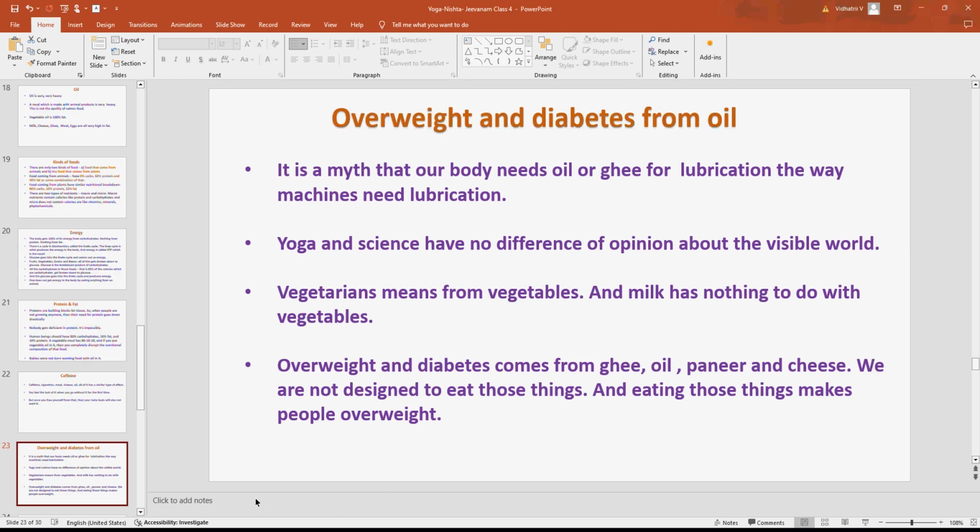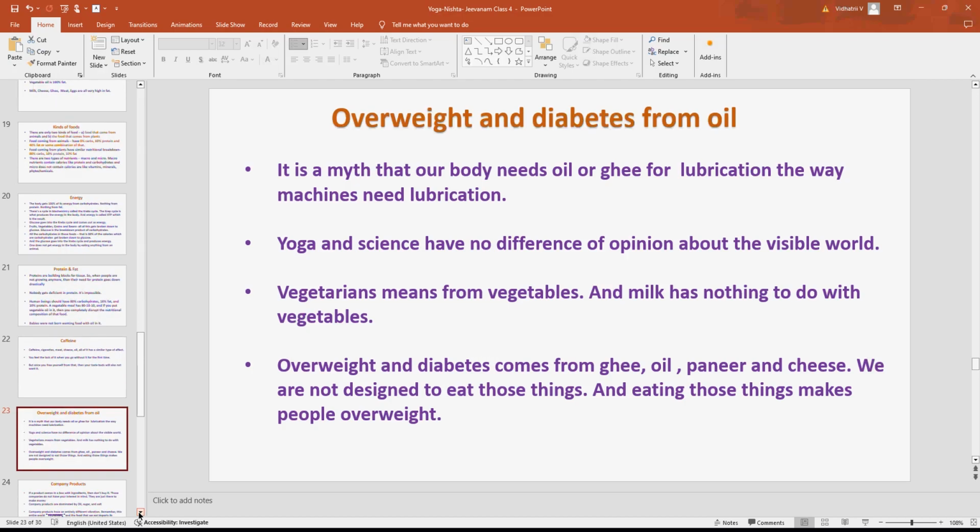A vegetarian diet or a Sattvic diet means coming from vegetables, and milk has nothing to do with vegetables. So milk is not a vegetarian diet. If people say I'm a vegetarian and I take milk, then you cannot be vegetarian, because milk doesn't come from vegetables, it's coming from an animal, right?